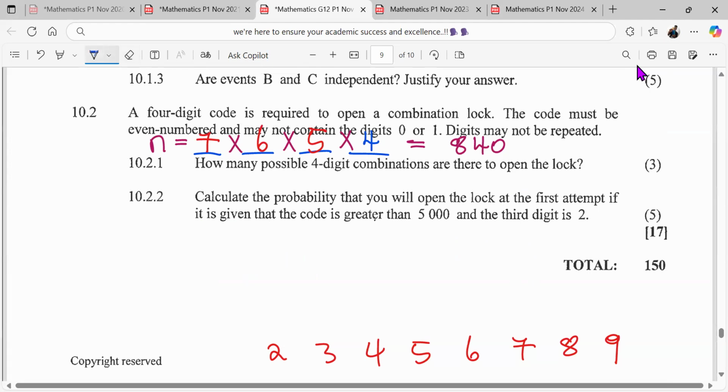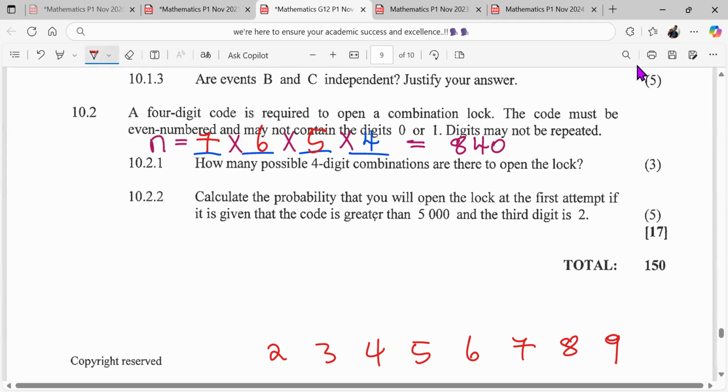Now we can move on. The next question says, please calculate the probability that you will open the lock at the first attempt if it is given that the code is greater than 5,000 and the third digit is 2. Well, forget about opening it on the first attempt, but let's just say, what is the probability that you will open the lock if it is given that the code is greater than 5,000 and the third digit is 2?